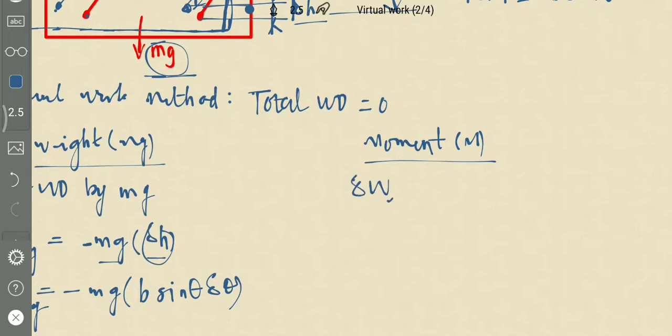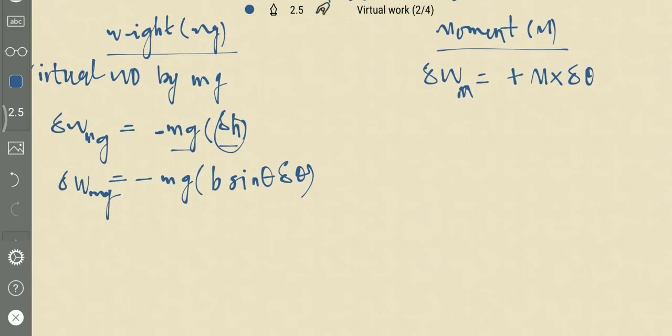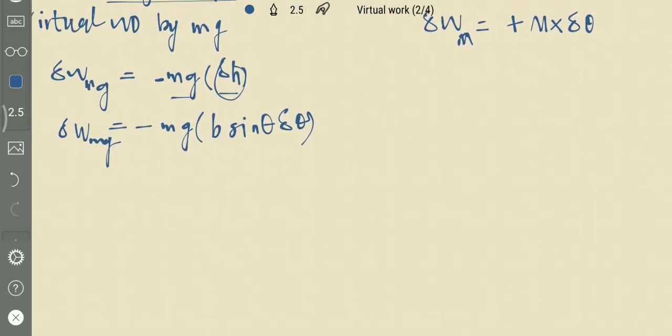Virtual work done by moment is equal to positive moment M into delta theta. So this is the virtual work done by moment. What is the virtual work method saying?